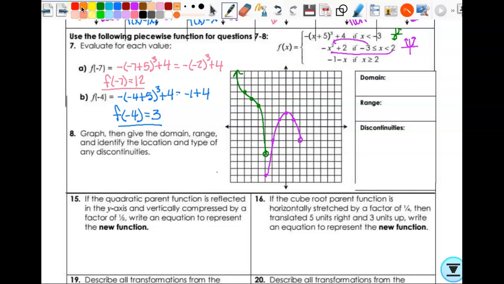Then I have just one endpoint here. I take the 2 and substitute that in. So -1 minus 2 is -3. So I go to 2, -3, and that is a closed circle.